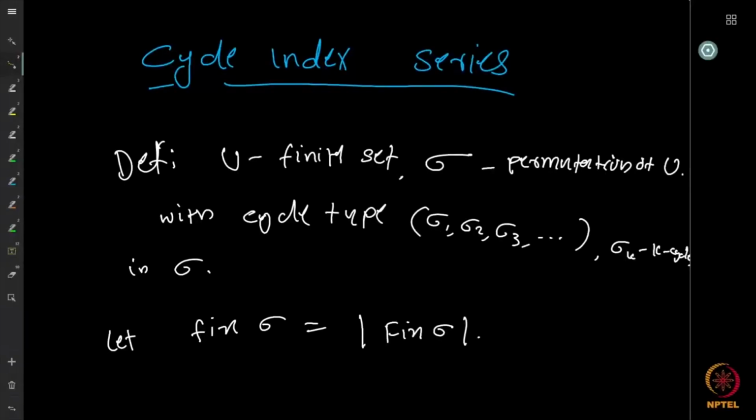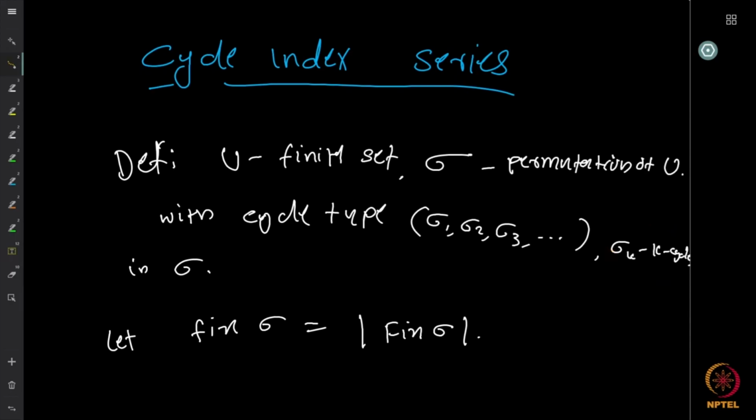Now, finally, I want to introduce one more series associated with the species, which is called the cycle index series. To define that, let us first look at the following. U is a finite set, and sigma is a permutation of U, where the permutation has a cycle type. We studied this in our class earlier. Cycle type: sigma 1, sigma 2, sigma 3, etc., where sigma k in general is the number of k cycles in sigma. So sigma k counts the number of k cycles in sigma.